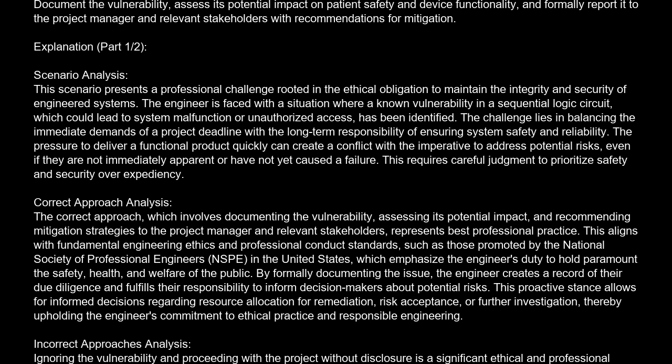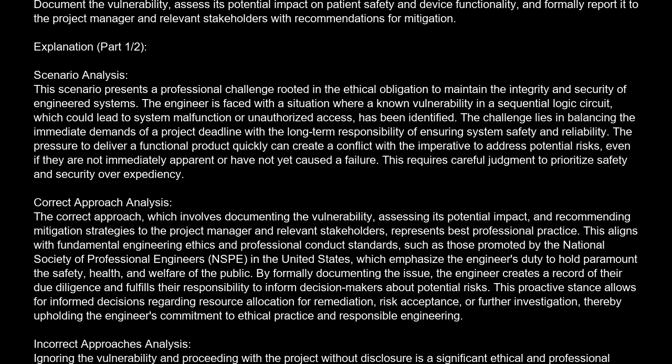the public. By formally documenting the issue, the engineer creates a record of their due diligence and fulfills their responsibility to inform decision-makers about potential risks. This proactive stance allows for informed decisions regarding resource allocation for remediation, risk acceptance, or further investigation, thereby upholding the engineer's commitment to ethical practice and responsible engineering.